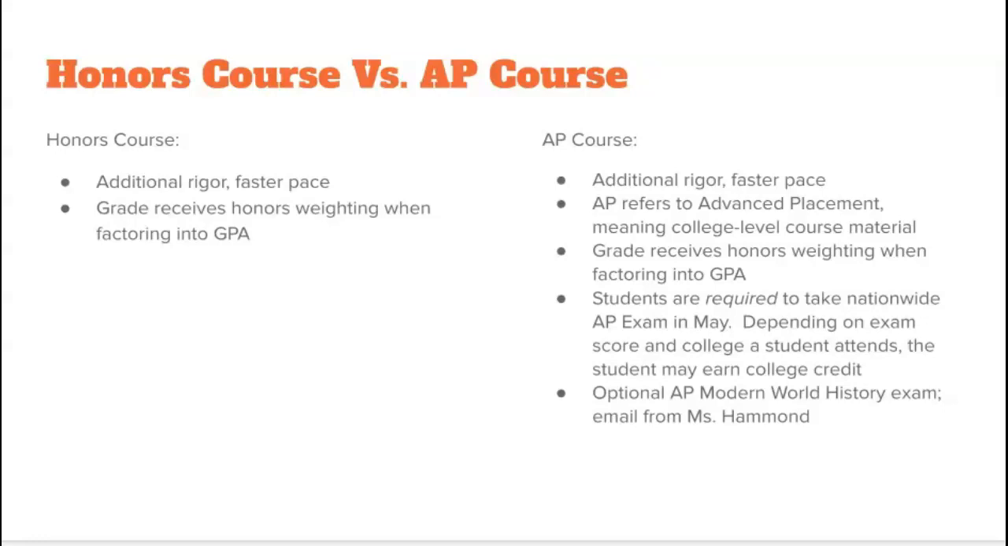Same goes for the AP course. An AP course does move at a faster pace and has some additional rigor. But another thing to note is that AP refers to advanced placement, which means the material that you're learning is college level material. Similar to an honors course, the grade does receive an extra point when factoring into the weighted GPA. So again, a B in an AP course becomes an A when factoring into the weighted GPA.